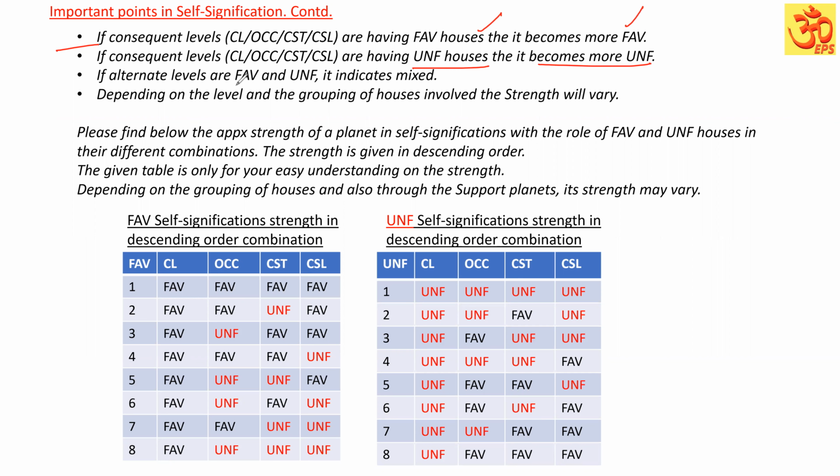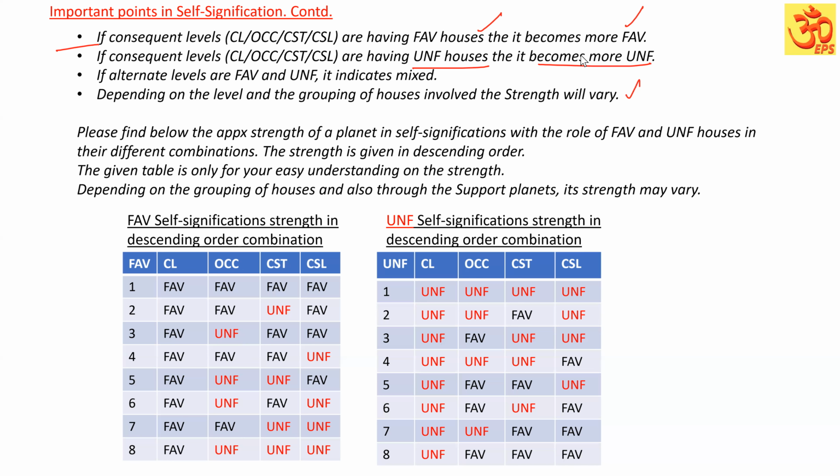If alternate levels are favorable or unfavorable, it indicates mixed. When alternate levels are favorable and unfavorable, it is a mixed key planet. Depending on the level and the grouping of houses involved, the strength will vary. In a mixed key planet, depending on the houses involved, and how the favorable or unfavorable grouping is formed from CL to OCC or CL to CST, the strength is going to vary.